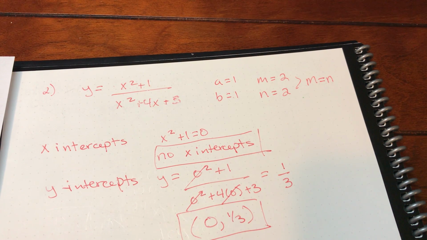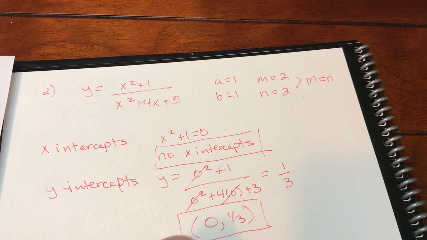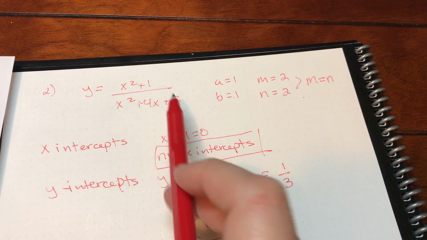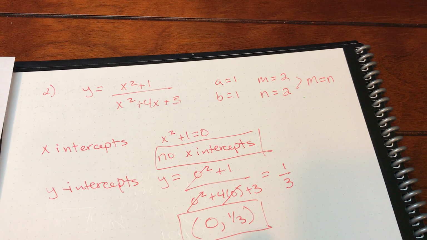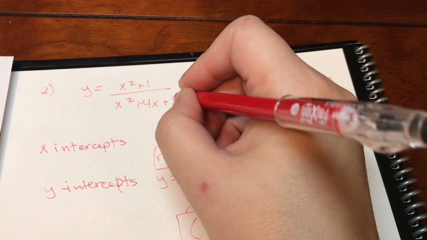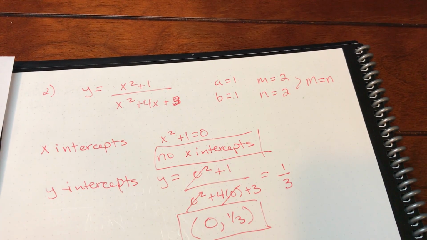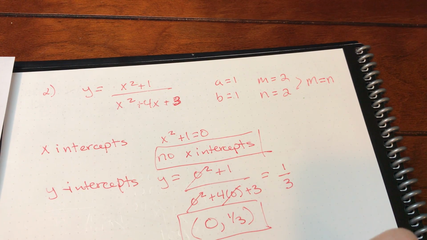So I have a y-intercept at (0, 1/3). And then my vertical asymptote is where the denominator equals 0. Remember, that's always going to be the case because we can't divide by 0. So that's where that comes from. If I factor this, thinking about our diamond, I need two numbers that multiply to make 3 and add to make 4, so that's going to be 1 and 3. 1 times 3 is 3, 1 plus 3 is 4.